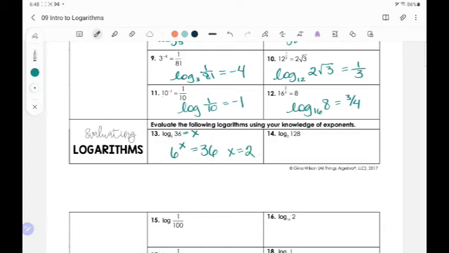6 squared is 36, so x equals 2. Looking at the next one, you might not know this one by memory. It's 2 to what power equals 128? Well, one option is to just multiply 2 times 2 times 2 times 2 until we get to what?